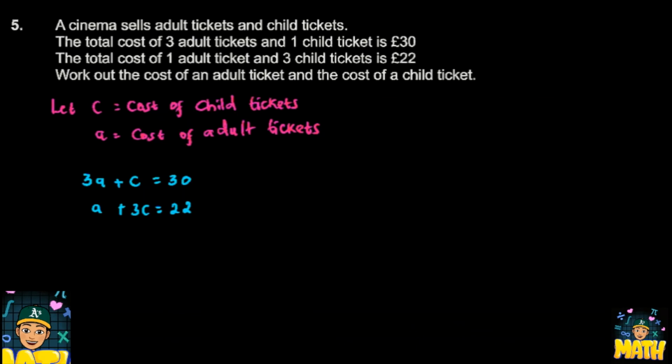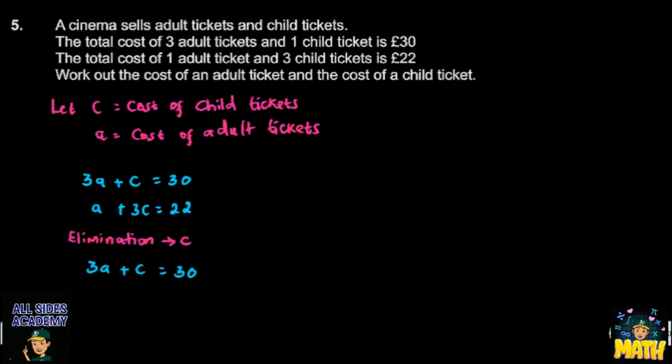So this forms a simultaneous equation that needs to be solved. So I'll need to decide on which letter to eliminate. I'm going to use elimination as the method of solving these two. In this case, we're eliminating C. So we multiply the first equation by 3.